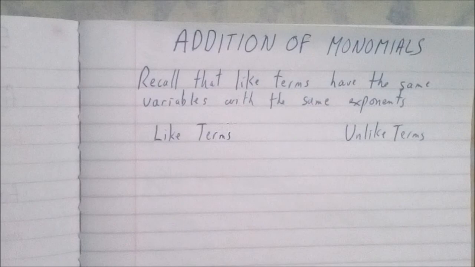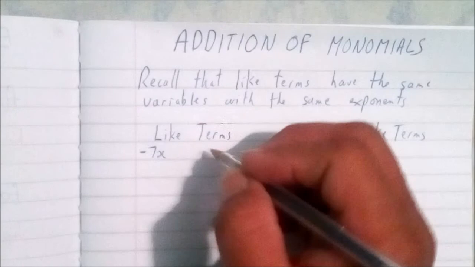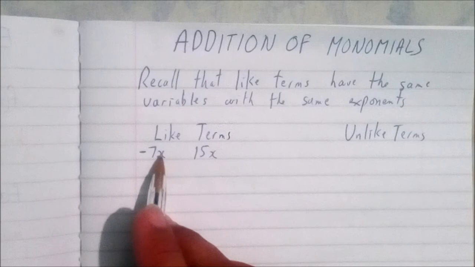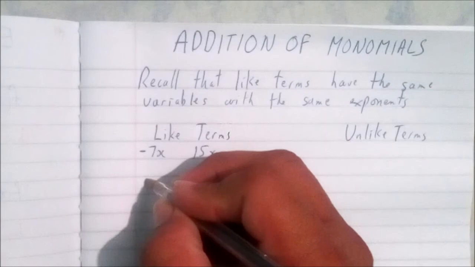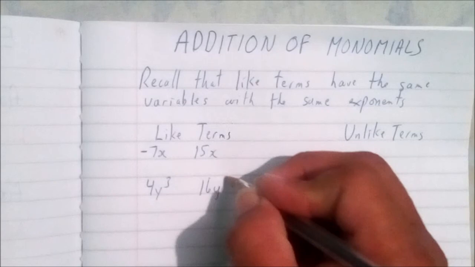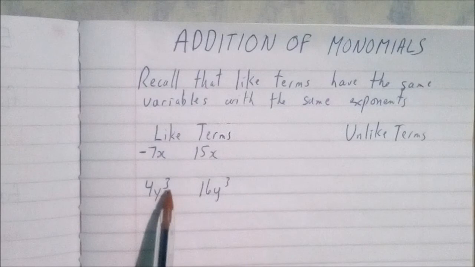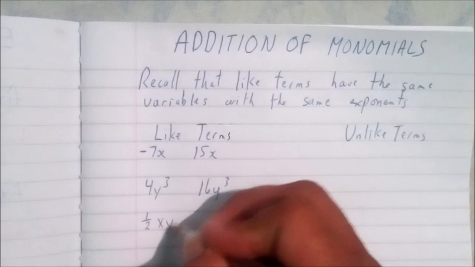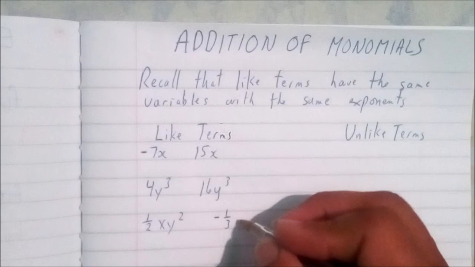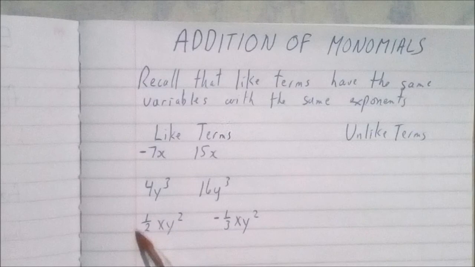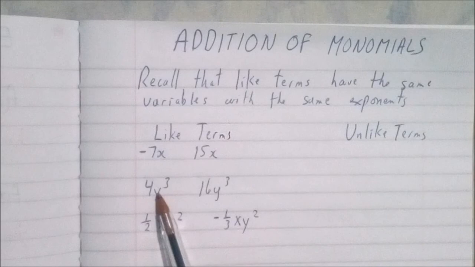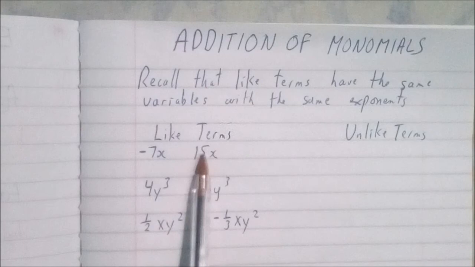So if I give you something like negative 7x and 5x, these are like terms. They have variable x to the same power or same exponent. If we have 4y cubed and 16y cubed, they are like terms. They have the same base to the same power. If we have a fraction, 1/2 xy squared, that is the same kind of term as negative 1/3 xy squared, regardless of their sign, regardless of their values in front. The values in front are just coefficients. This is the like term. The variables is what makes them like terms. Now notice, despite their numbers are not the same, they are still like terms.